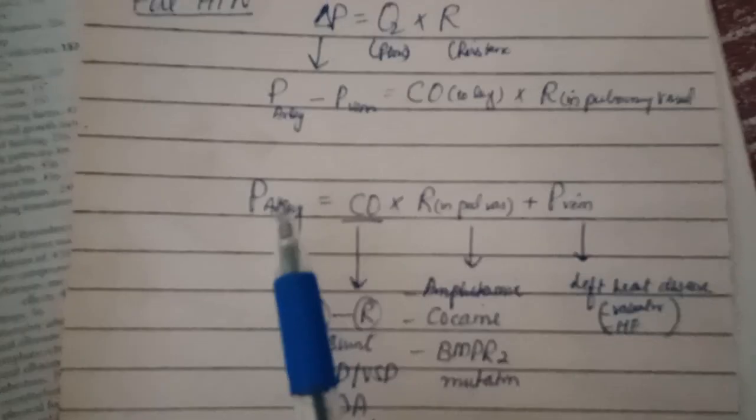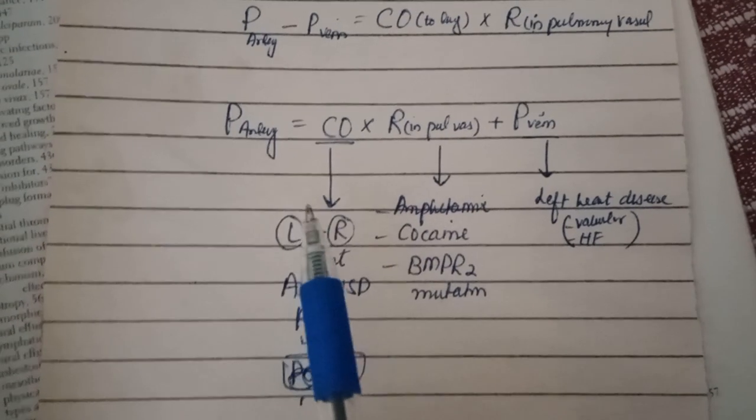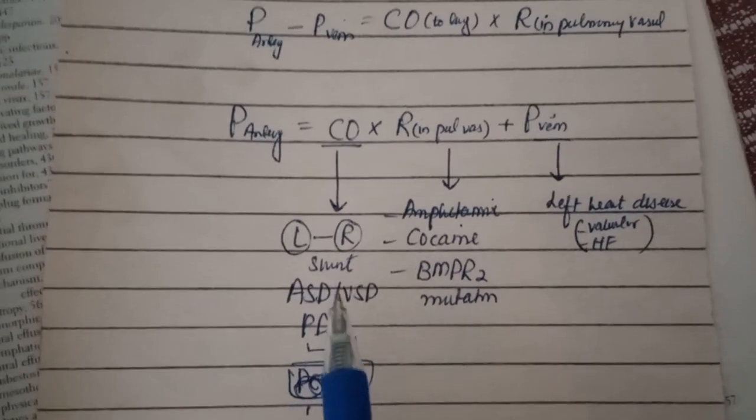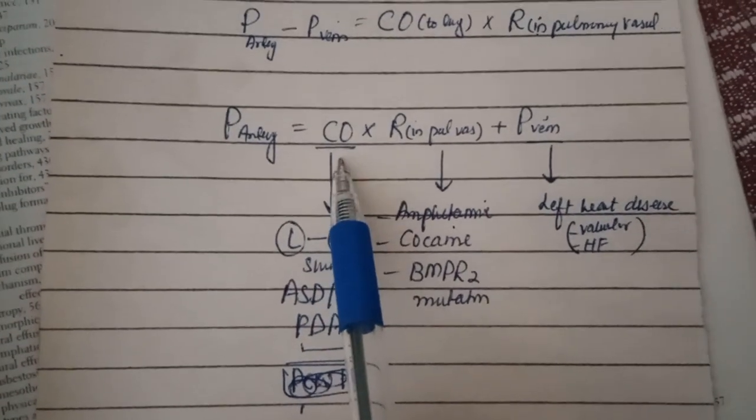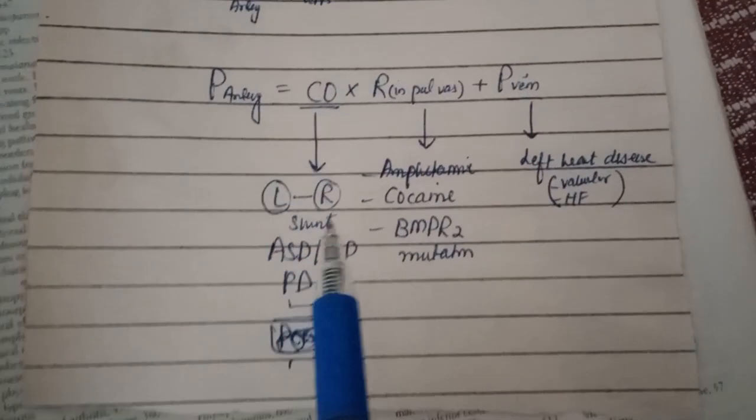Now, we will just rearrange the equation, and this is the final equation that will help you remember the causes of pulmonary hypertension. The first thing is that increased cardiac output will increase the pulmonary artery pressure, so it will cause pulmonary hypertension.